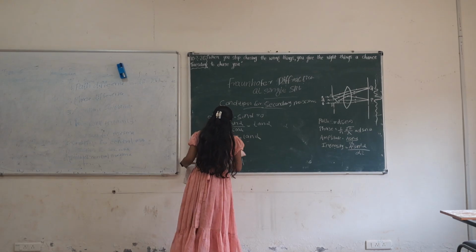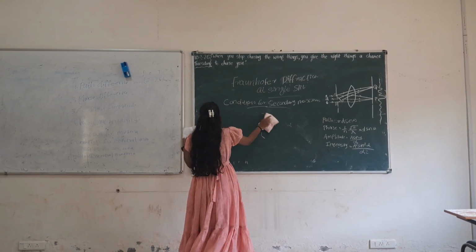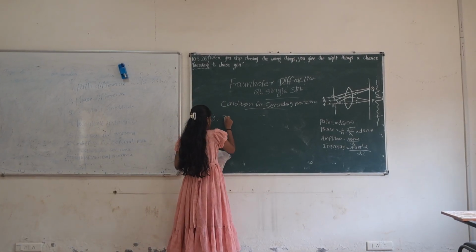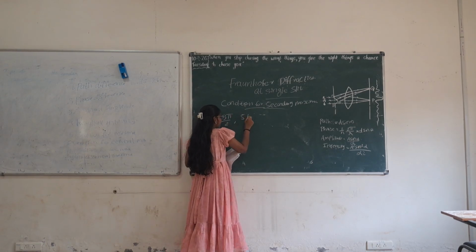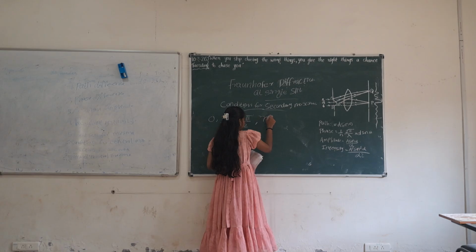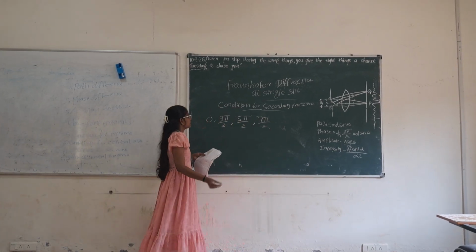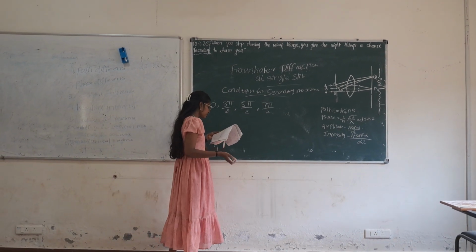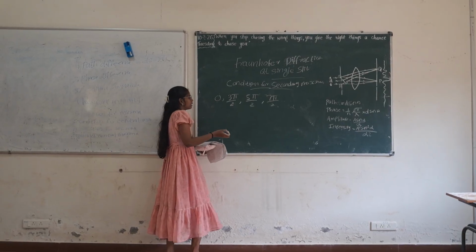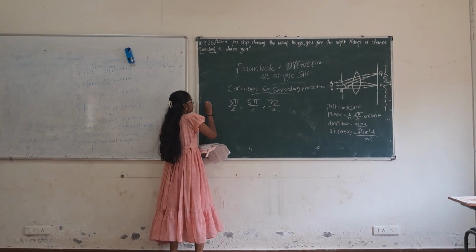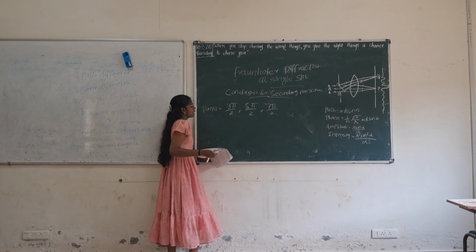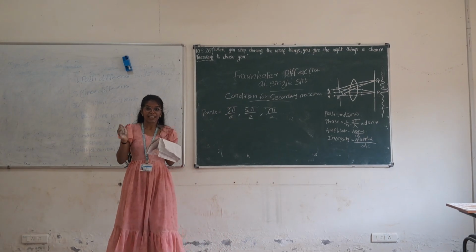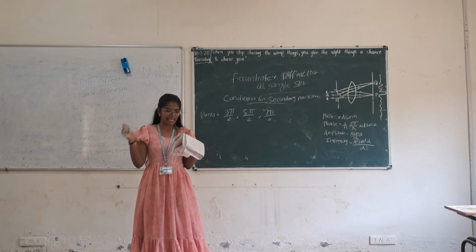So the points intersecting the graph are 0, 3 pi by 2, 5 pi by 2, 7 pi by 2, etc. These are the intersection points of alpha and tan alpha. Here alpha is not equal to 0 for a secondary maximum, therefore we can't take 0. So the points of intersection are 3 pi by 2, 5 pi by 2, 7 pi by 2, etc.